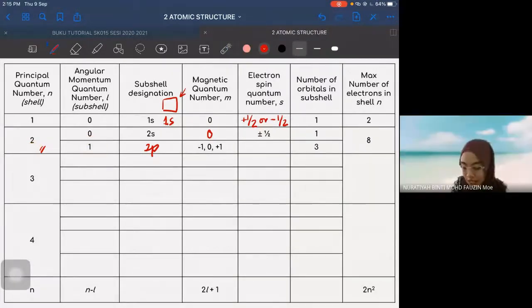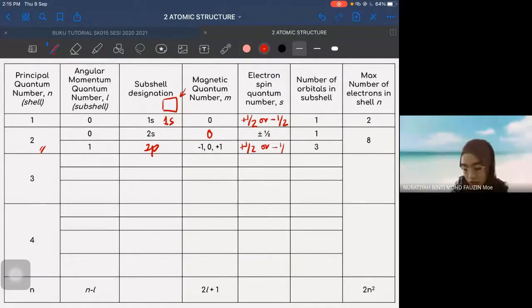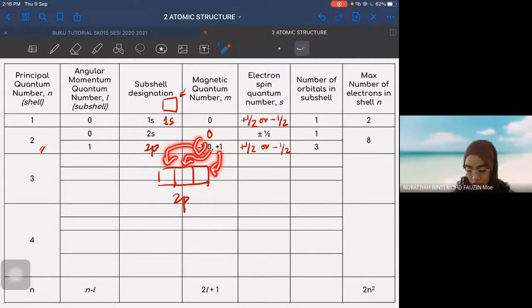So yang ni plus half or minus half. And then you will have 3 orbitals in subshell. Ini tengok dari mana? Daripada M awal, okay? So kat sini ada 1, 2, 3 value. Maksudnya awak ada 3 orbital lah. So bila awak lukis orbital diagram for 2P, contoh saya lukis ni, 2P awak ada 3 kotak, or basically 3 orbitals. So ini refer to setiap ni, minus 1, 0 dengan plus 1. That's why ada 3 orbitals in the subshell 2P.